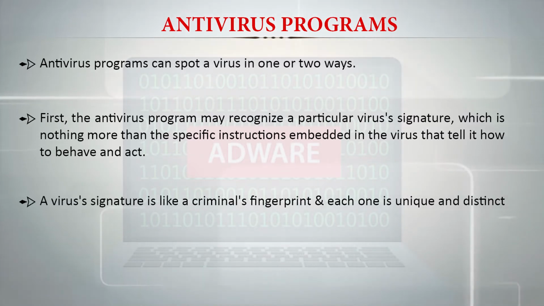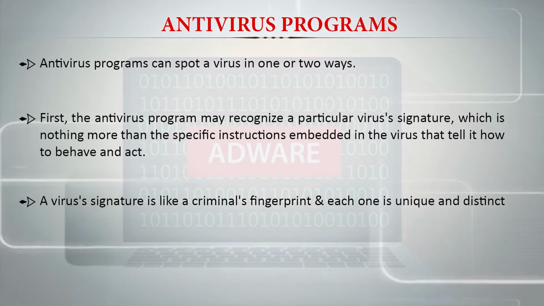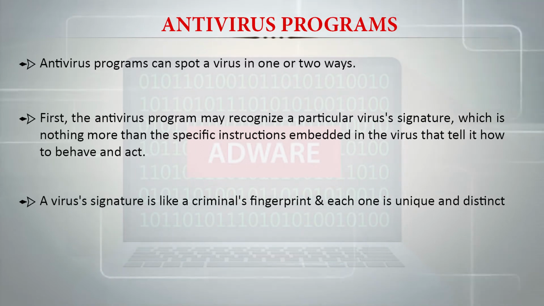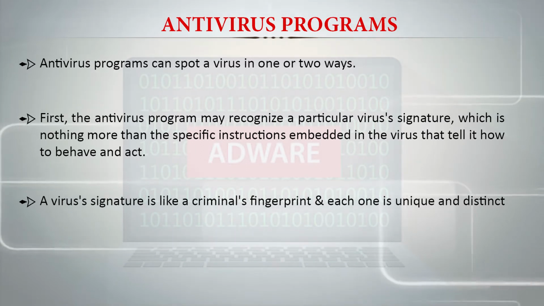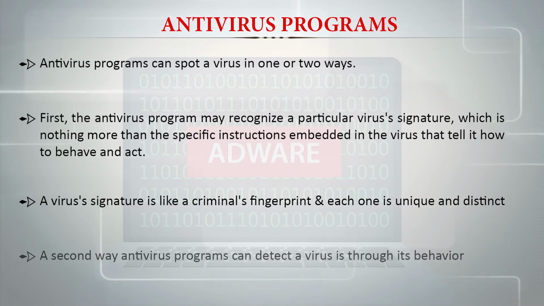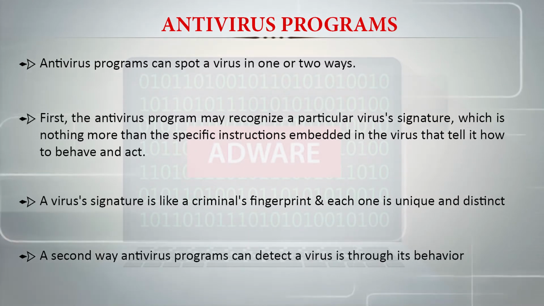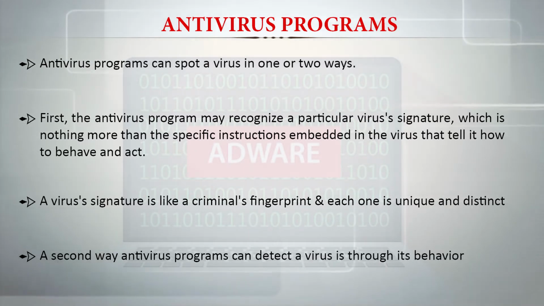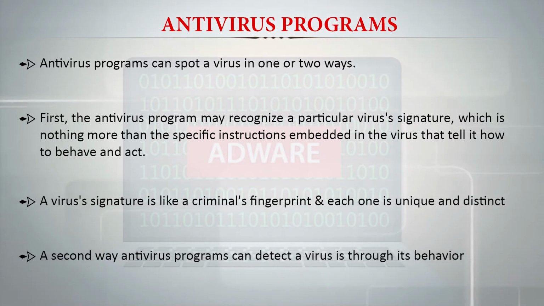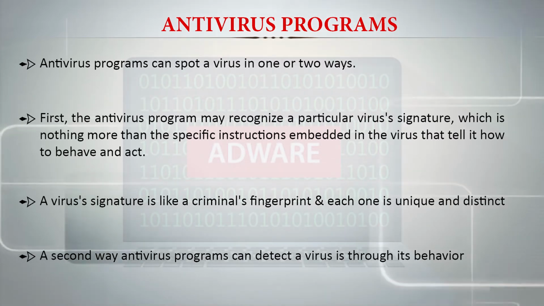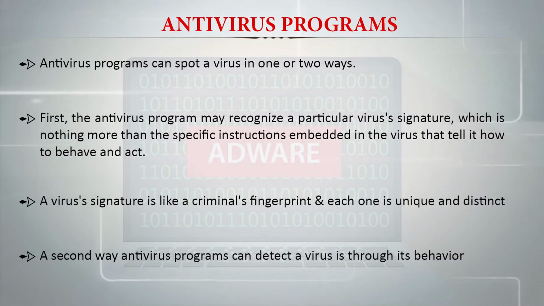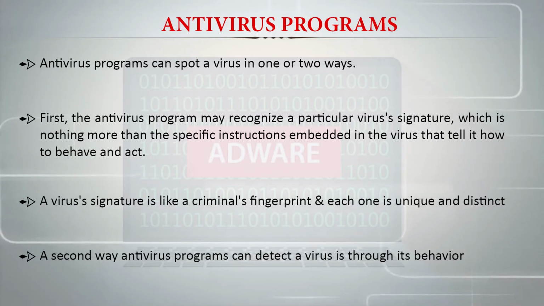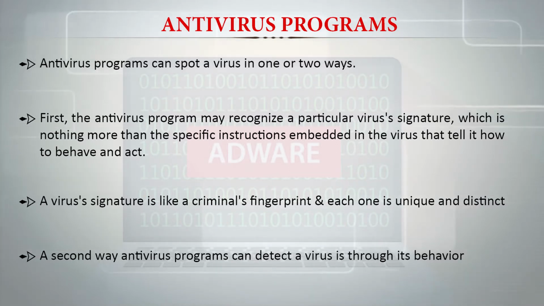Let me further discuss the virus signature. A virus signature is like a criminal's fingerprint, and each one is unique and distinct. Second, an antivirus program can detect a virus through its behavior. So there are two ways it protects. First, it tries to analyze its characteristics, or what we call its signature, and the second way is behavior.